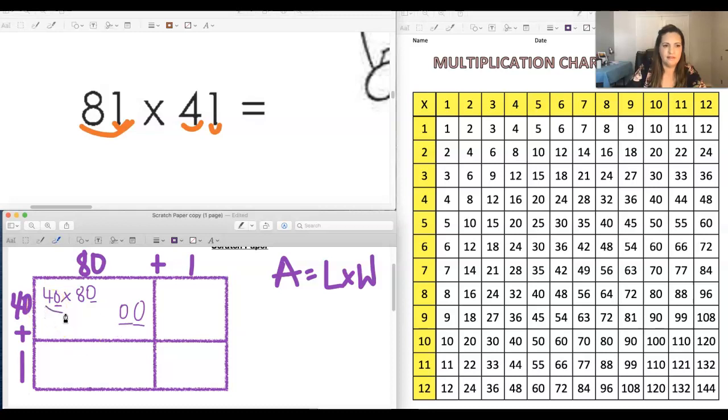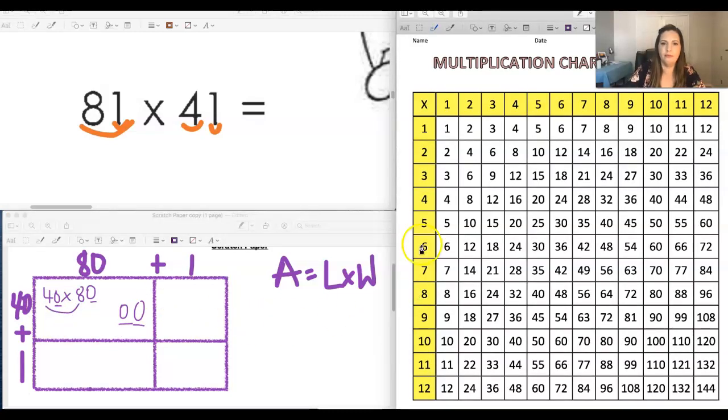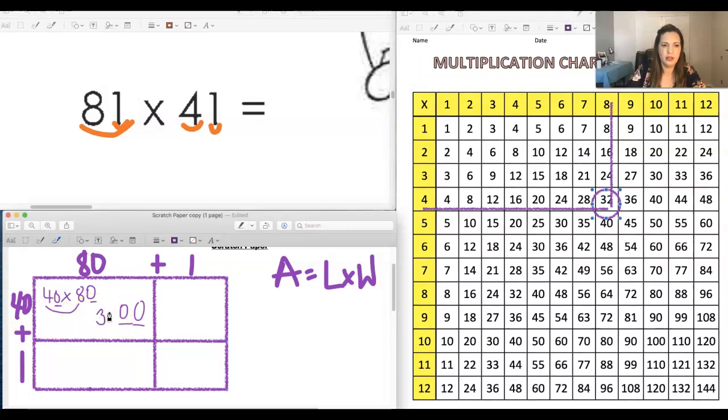Then I'm left with a basic fact, 4 times 8. If you don't have that memorized, go to your multiplication chart, find the 4, and go over to where you find the 8. And where they meet in the middle is your answer, 32. 4 times 8 equals 32. This rectangle is 40 times 80, which means my answer is 3,200. Now I'm doing this rectangle, and again it will be 40 times 1. Remember that anytime we multiply a number by 1, the answer is itself. So 40 times 1 is simply 40.